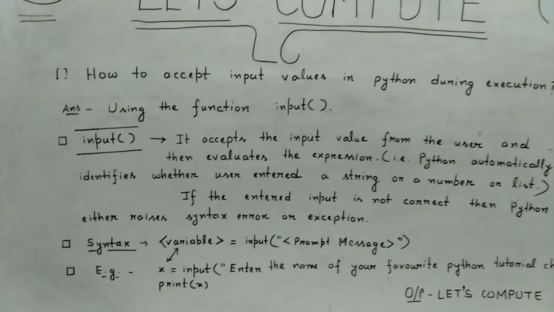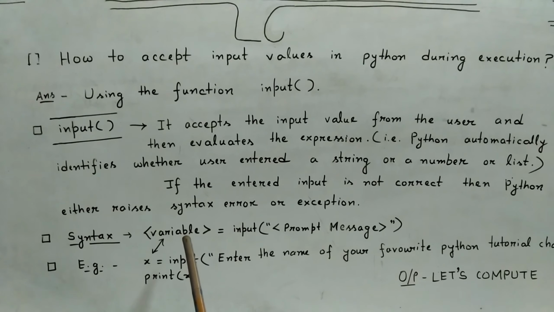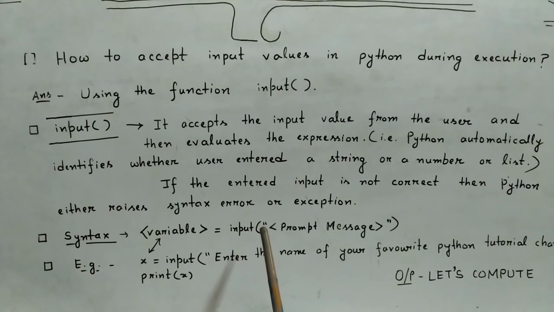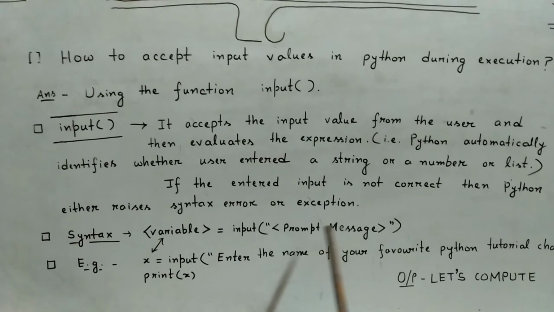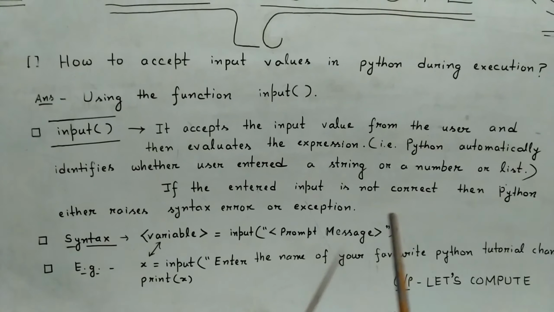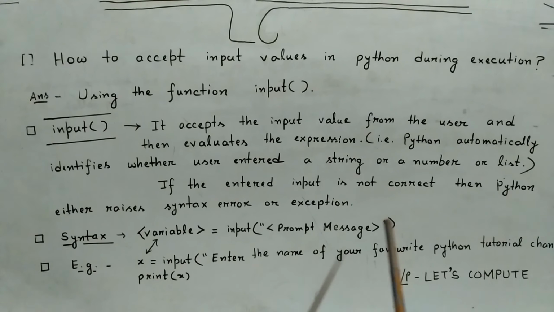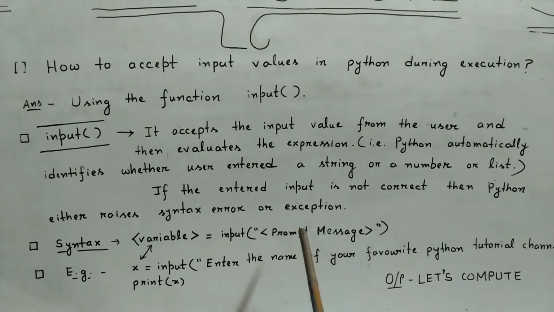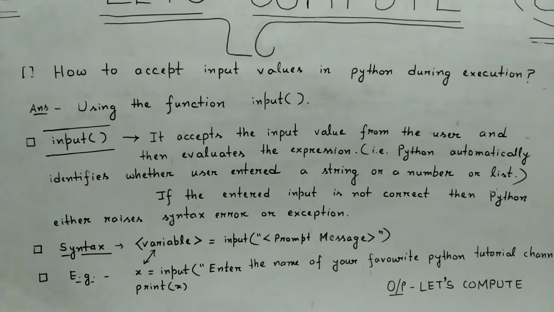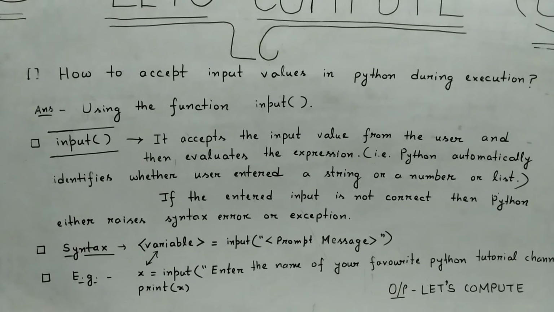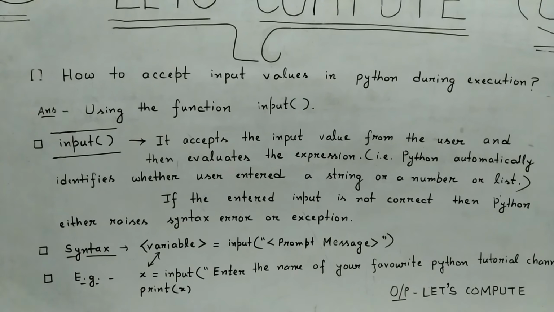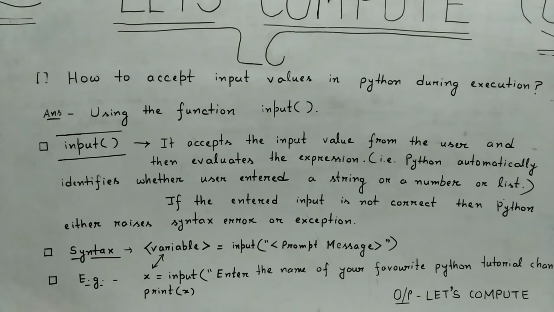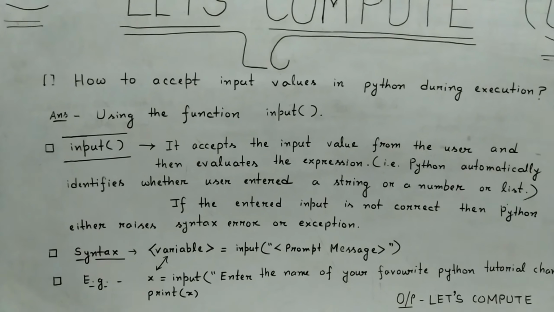Well, let us come to the syntax. First, we have the variable here in the left hand side of the equals to sign. In the right hand side of the equals to sign, we have input function. Now, within the parenthesis, we have a pair of quotation marks, and within that, we have to write a prompt message. What is the function of a prompt message? Whenever the user is going to input some value, he or she should have a clear concept about what he or she has to input.